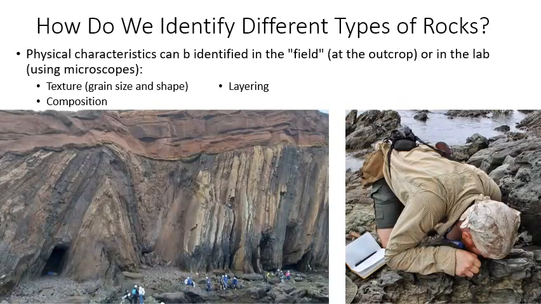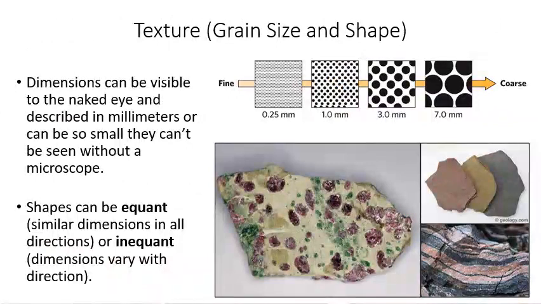We have texture, which is grain size and shape. Dimensions can be visible to the naked eye and described in terms of length or diameter, for example, in millimeters, or grains can be so small that they can't be seen without a microscope. If we're doing a qualitative description, we would describe large grains as coarse and small grains as fine, but it's always better to do a quantitative description because qualitative descriptions are subjective.